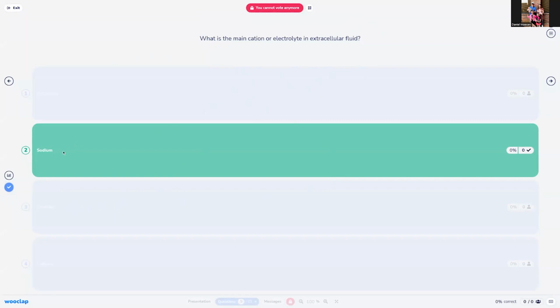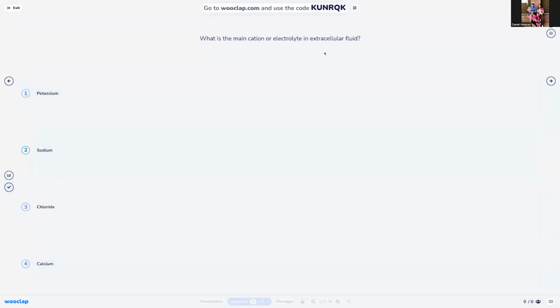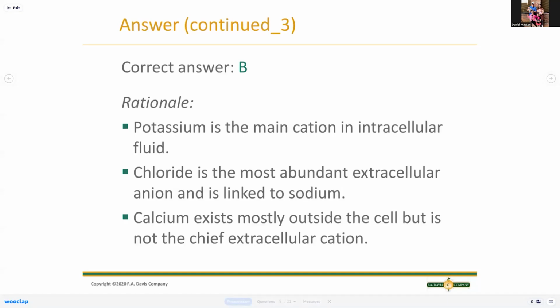Extracellular is outside the cell: sodium. If I had said, what's the main ion of intracellular fluid, inside the cells? Boom, that would be potassium. I'm tricking myself over here, trying to go too fast, and it's already like 9 something at night. So hang in there with me, guys.